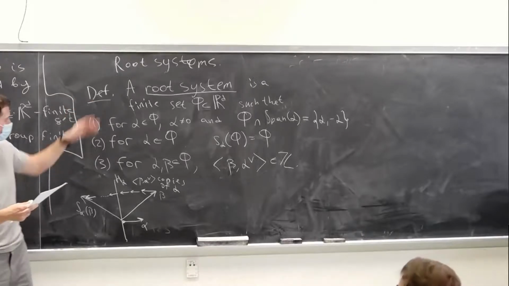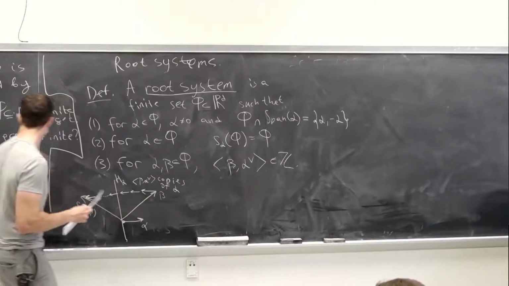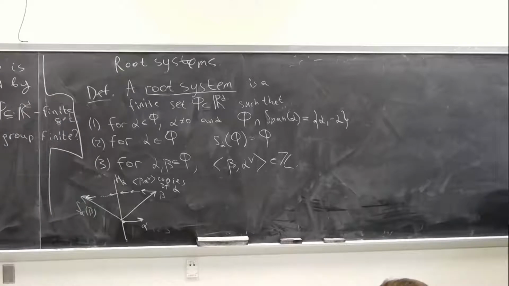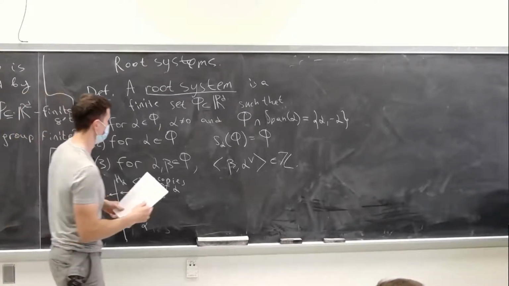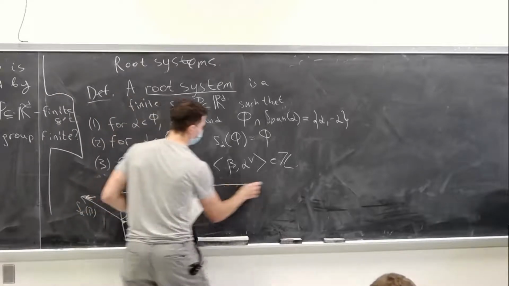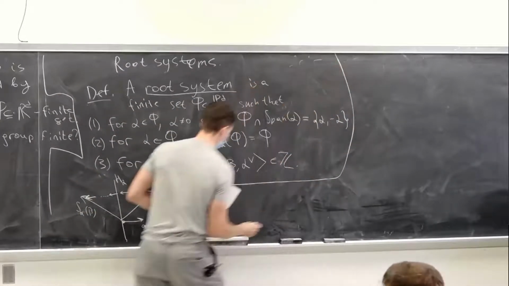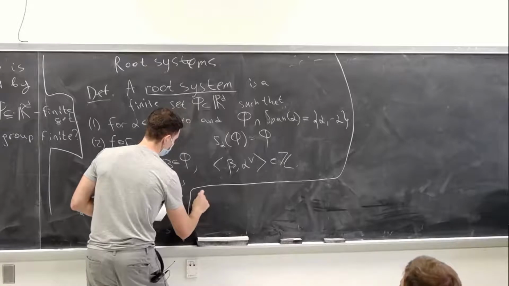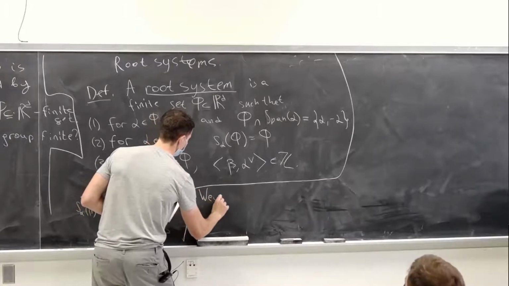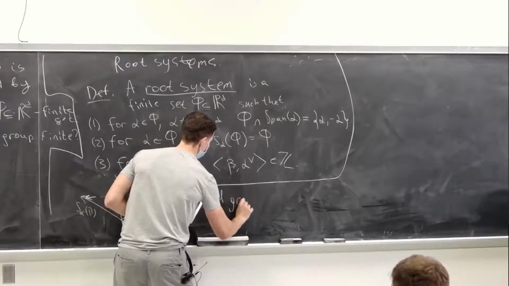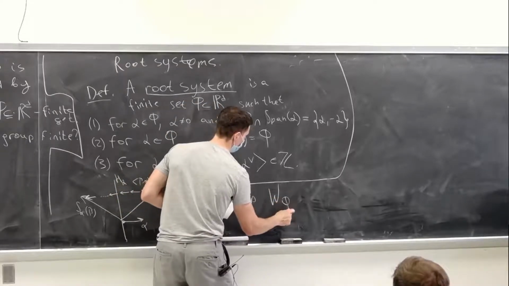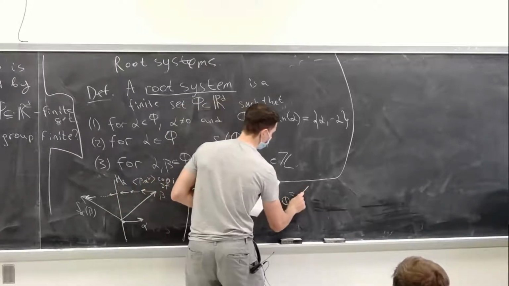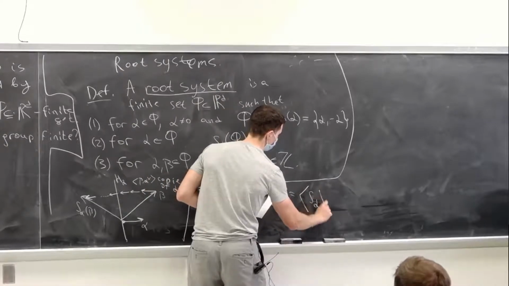And each of them, by the way, defines, as you may guess from this notation here, a reflection group. It's called the Weyl group. The Weyl group of Φ is denoted W sub Φ. It's just the group generated by all these reflections.